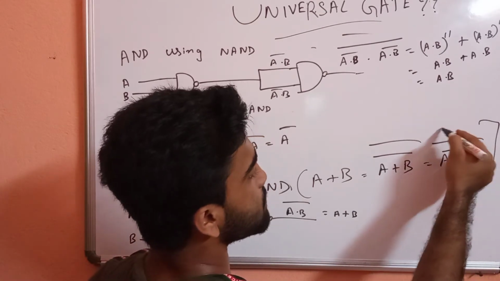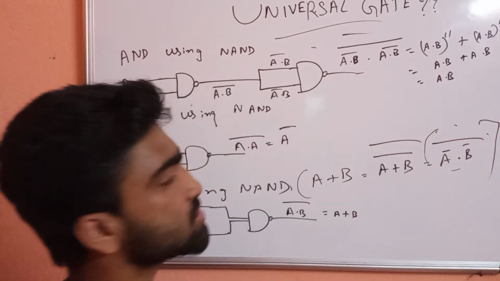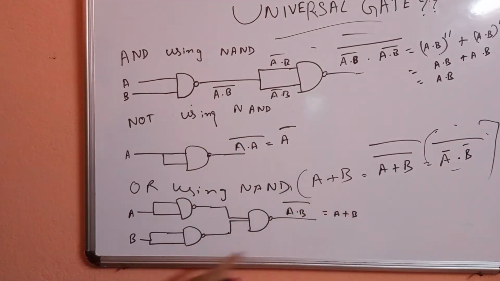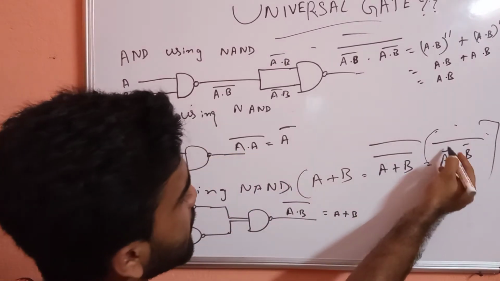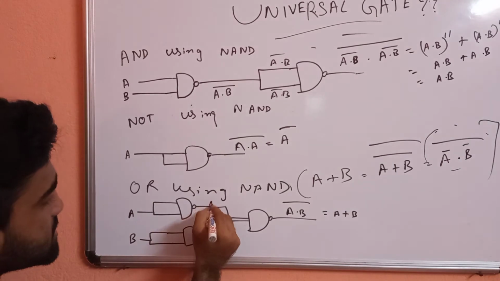So if we try to do this, we can get this. See, at first I have done the NOT of A, and I have got A not. This is A not.